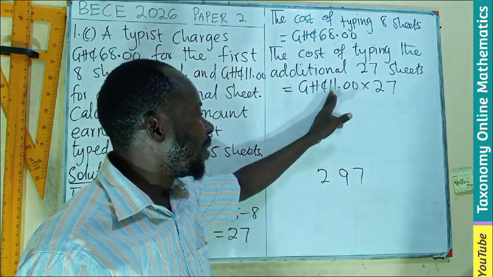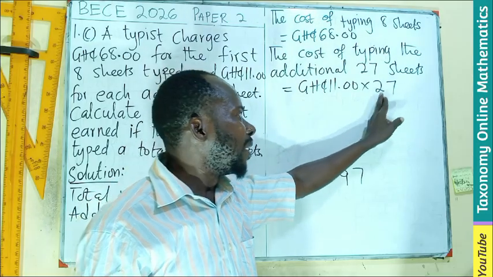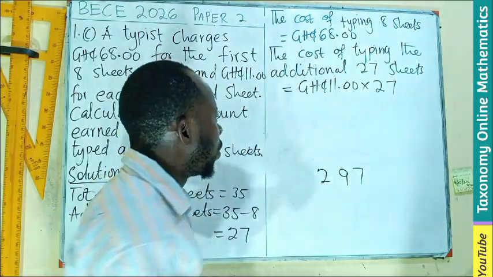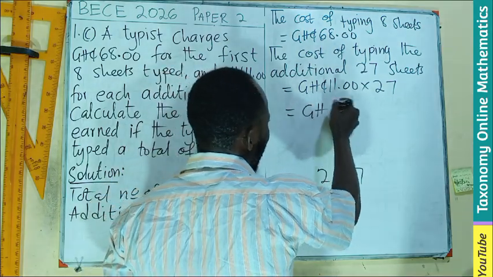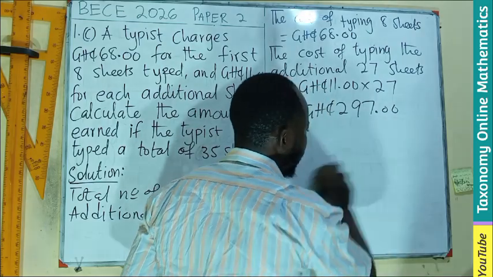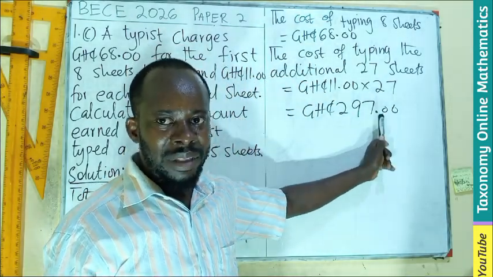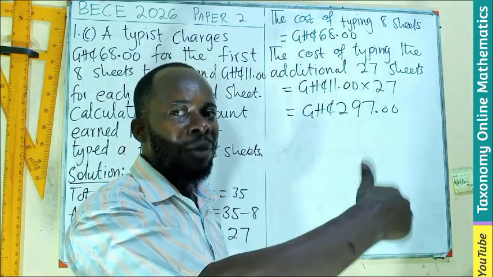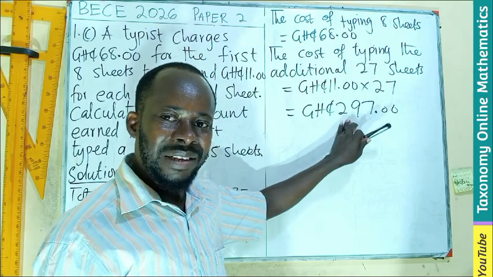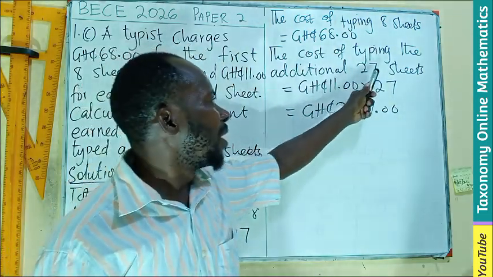Or we expand this to be 10 plus 1 and distribute it on the 27. Or expand this 20 plus 7 and distribute it on the 11. Anyhow you want to go, you get your answer. So I will be having 297 Ghana cedis. Remember, I introduced the 2 zeros here after the point to indicate that I am dealing with money. So 297 Ghana cedis, 0 pesewas should be there. So this is just for the cost of typing the additional sheets.